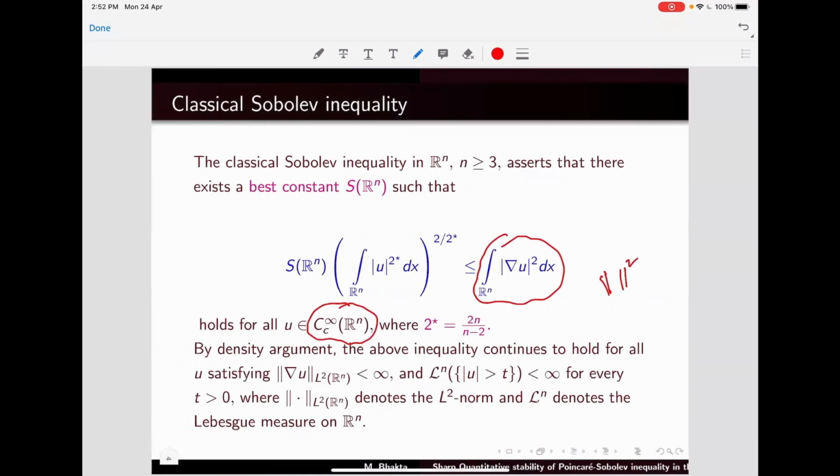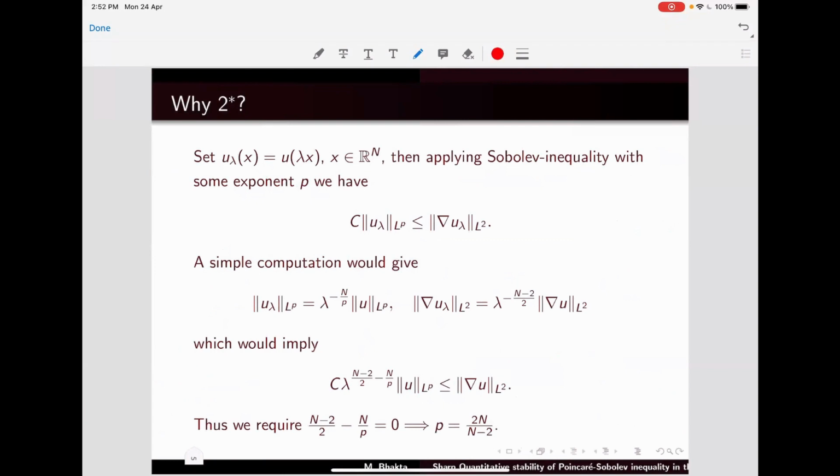Now you can ask what is special about this 2 star, which I wrote as 2n by n minus 2. This can be seen easily from the scaling. If you want to control any Lp norm by the L2 norm of the gradient, with the constant C independent of the function, then if such an inequality is true for u, you can put a parameter lambda and set u lambda of x equal to u of lambda x. Then it must be true for u lambda also, and if we do the simple change of variable, this must be true.